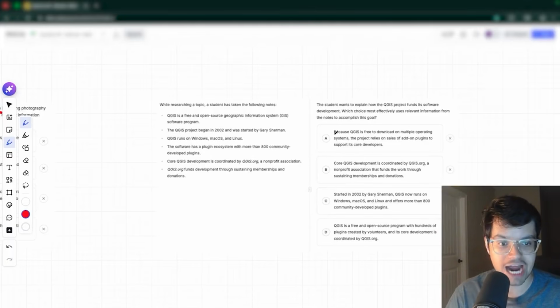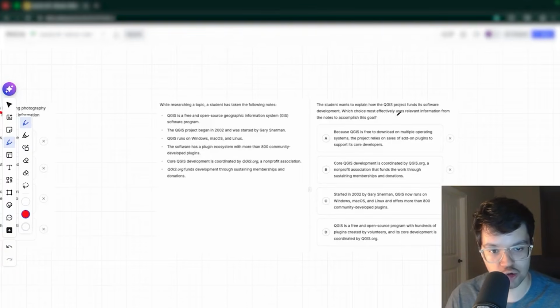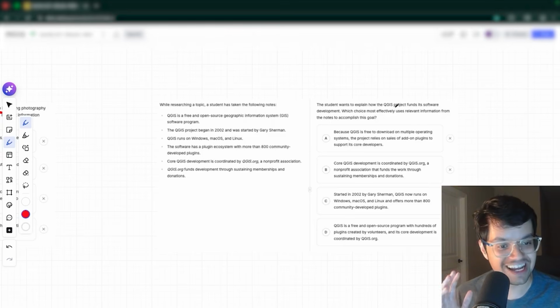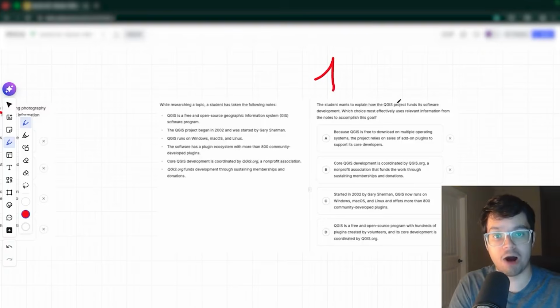So the student wants to explain how the QGIS project funds its software development. So think about what this is really saying. You may not really think about this much because you're probably a student who doesn't really think about funding stuff that often, but basically, it's saying here, how does QGIS get money for its software development? So there are many different ways you could get money here. I guess you could steal it, but they're probably not going to be doing that.